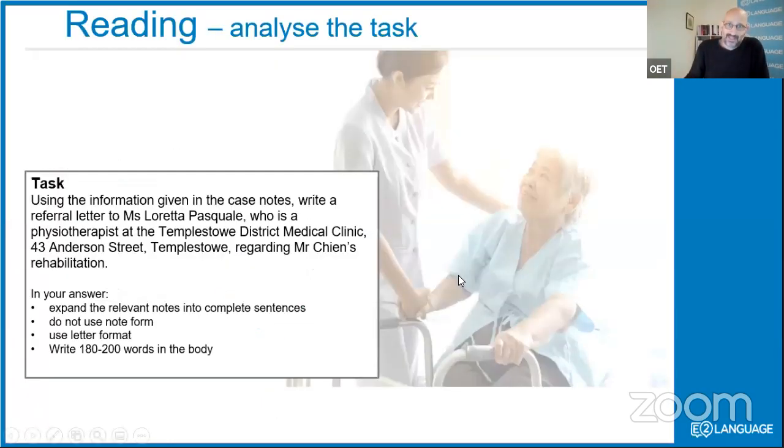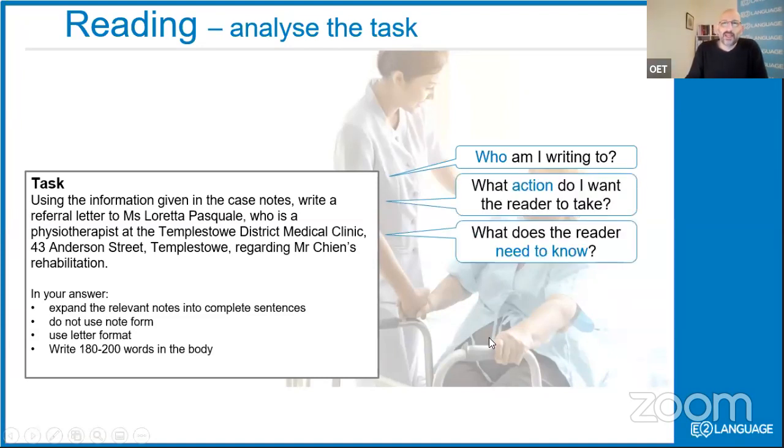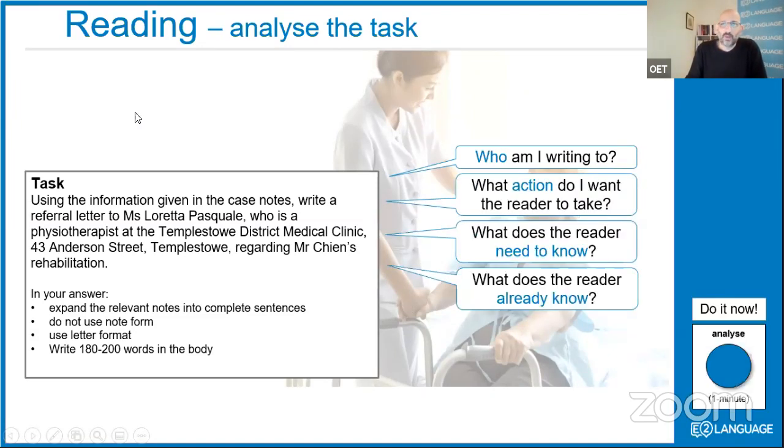That is today's task. Please answer these 4 questions for me. I'll give you a minute to do so. Who am I writing the letter to? What action do I want the reader to take? What does the reader need to know? And what does the reader already know? Okay, see you in a minute.